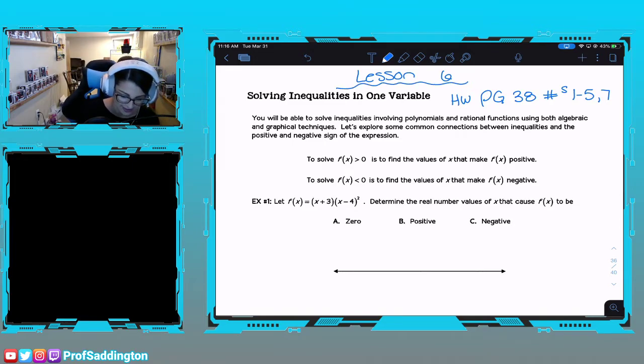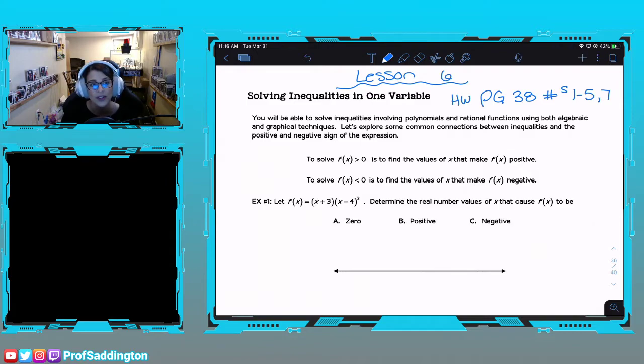So this is lesson 6, the last lesson, and your homework tonight is on page 38, numbers 1 through 5 and 7. Once you do those, I will post the answers later this week. Check Teams for all those details, and we won't have another video this week. Either Thursday or Friday, I will post a review sheet. Actually, the review sheet is already in your Teams Files Unit 9 folder.